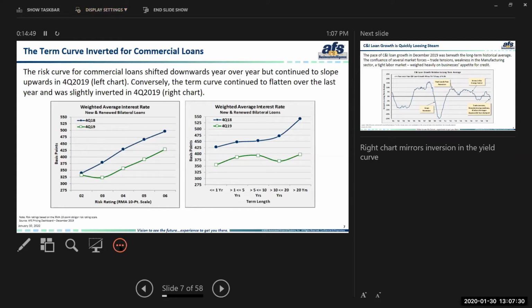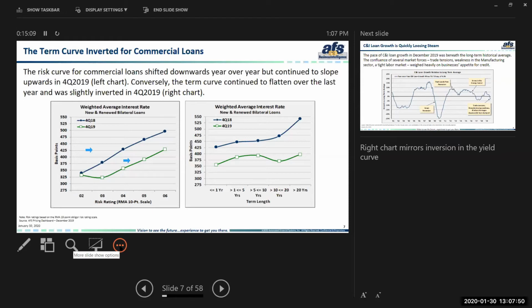As you might expect, pricing increases along with credit risk. The risk curve shifted downwards year over year, but continued to slope upwards in 4Q. The curve was very slightly inverted for risk rating 3. The takeaway is that banks are not materially losing standards when it comes to pricing for credit risk.